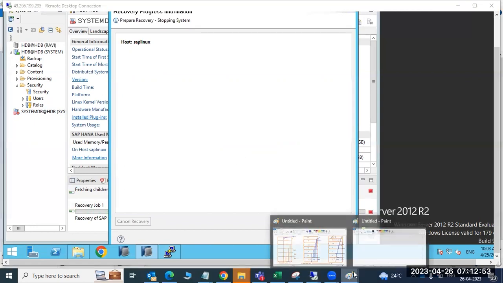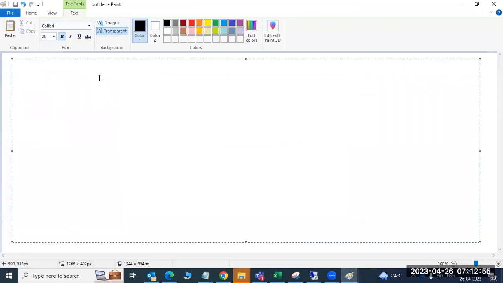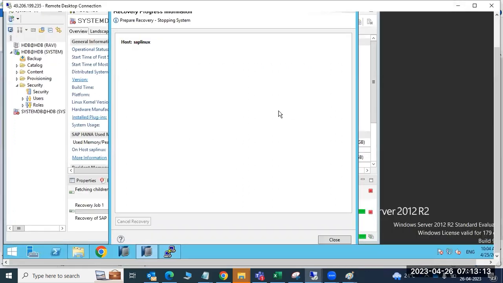So most recovery has three types: most recent state, point in time, and specific data backup. So you have taken the backup, so you can use it. The specific data backup will be used during the production refresh; during that time, we will use that specific data backup.